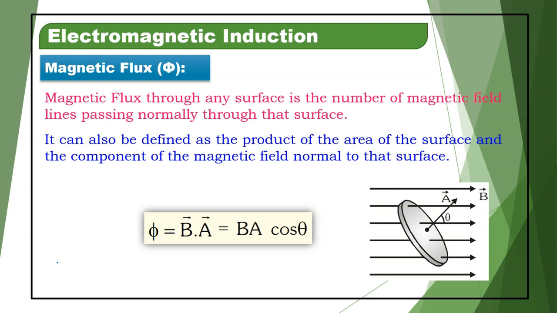This is a diagram for this. When the magnetic field line is passing perpendicular to a particular surface, and the surface we have taken is tilted, it makes an angle theta, and the component which arises will be cos theta.